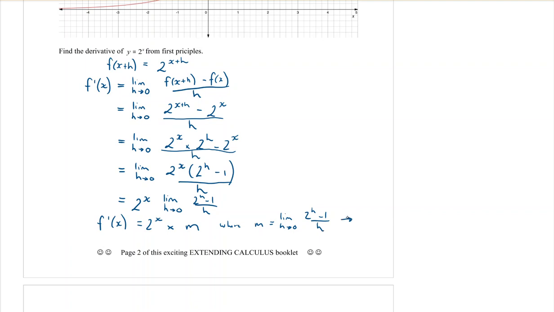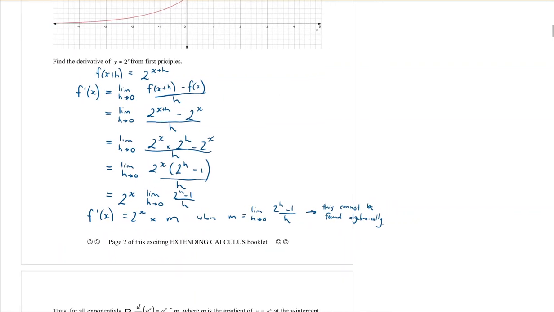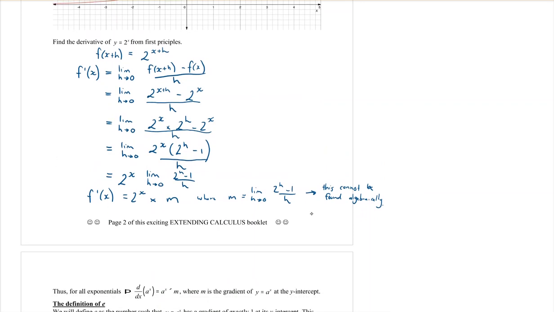And you can write a little note there for you when you're looking at this later to say that this cannot be found algebraically. So we can't actually do it by subbing something into that limit there. But what we can do is have a look at our equation if I substitute in when x is equal to 0.